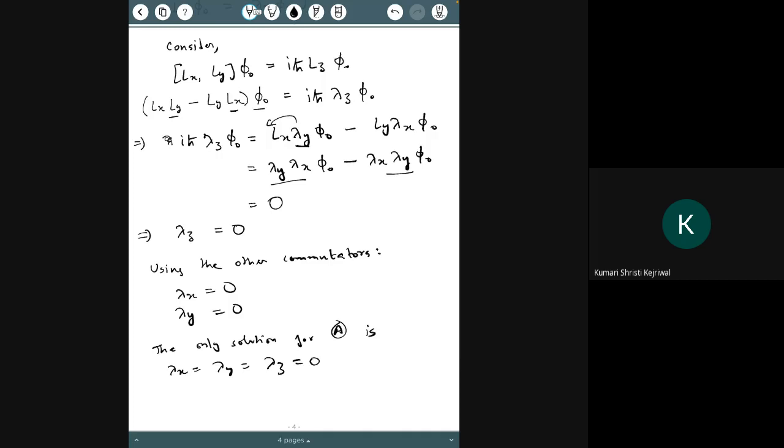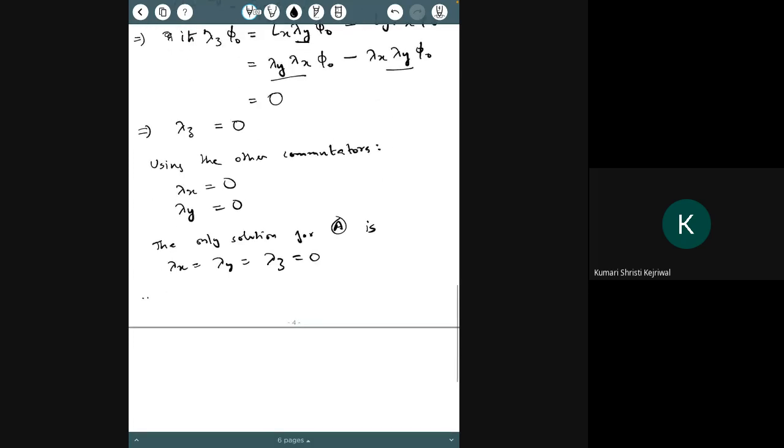So, therefore, simultaneous eigenstate of Lx, Ly and Lz is not possible. So now, since Excuse me, ma'am.